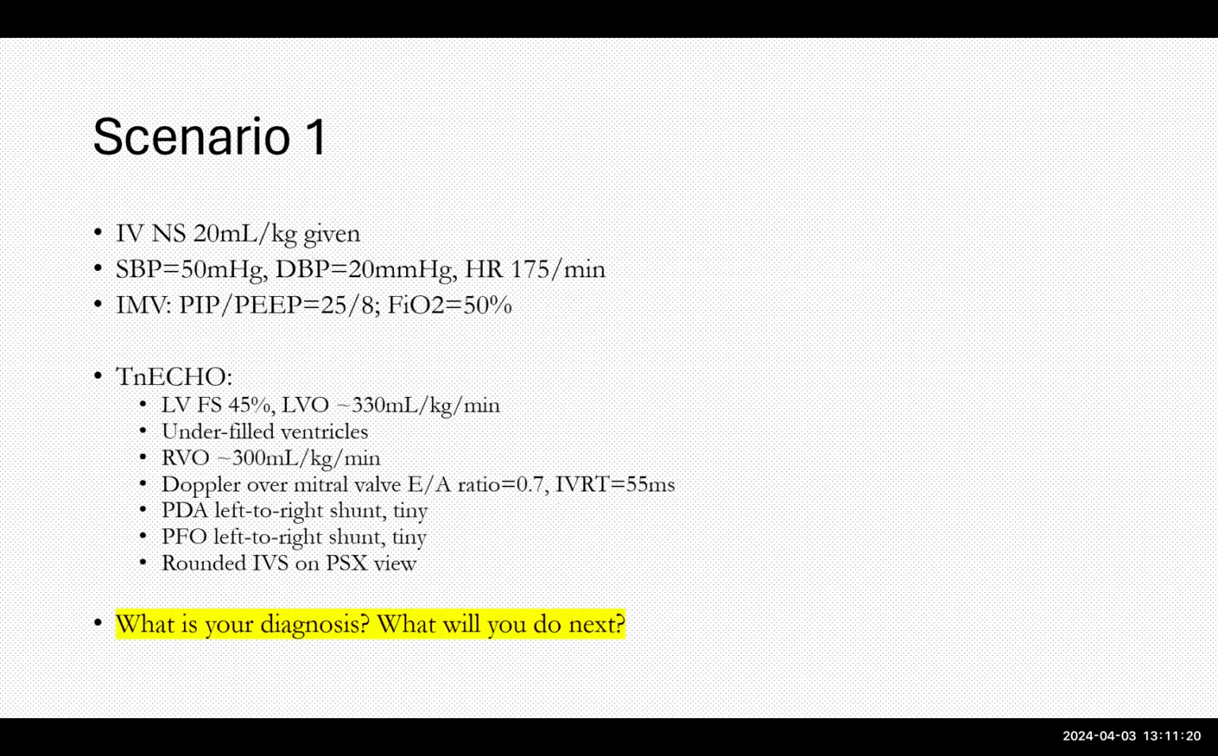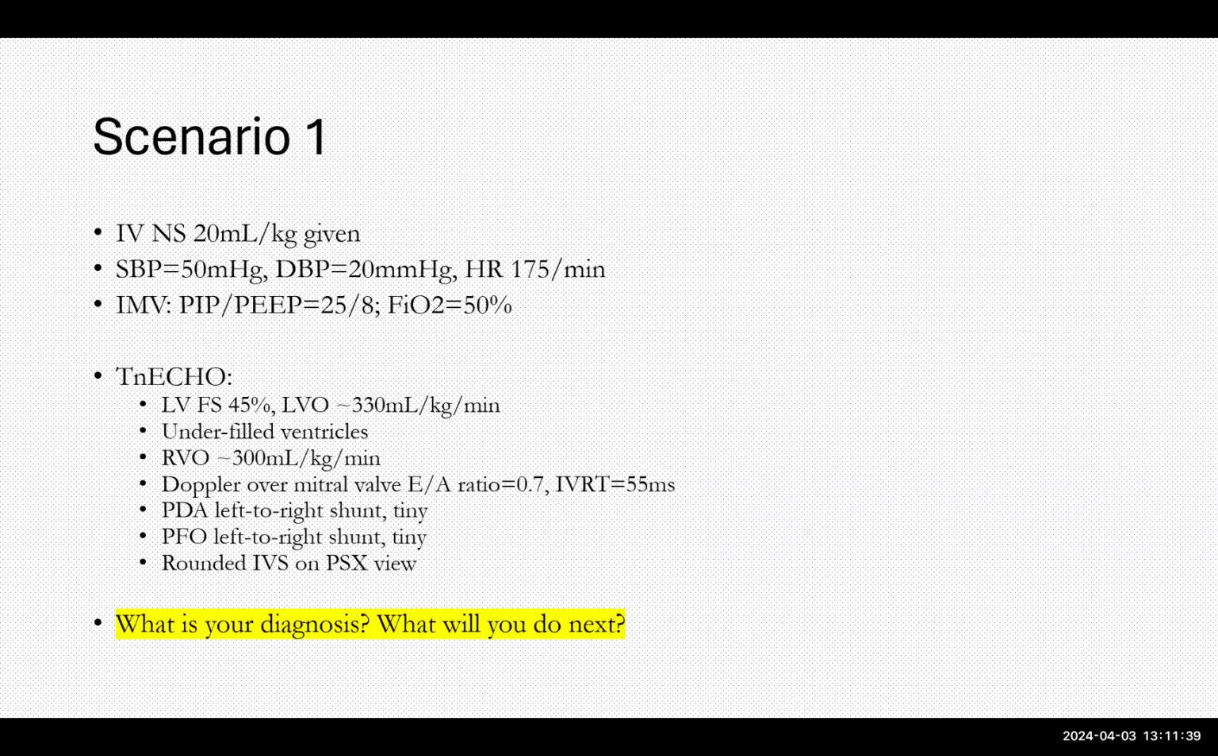So the team put in the normal saline. The baby is responding a little bit. Systolic blood pressure goes to 50, diastolic 20, heart rate 175, dropped from 180 to 175. FiO2 50% is not that bad, with PIP 25, PEEP 8.